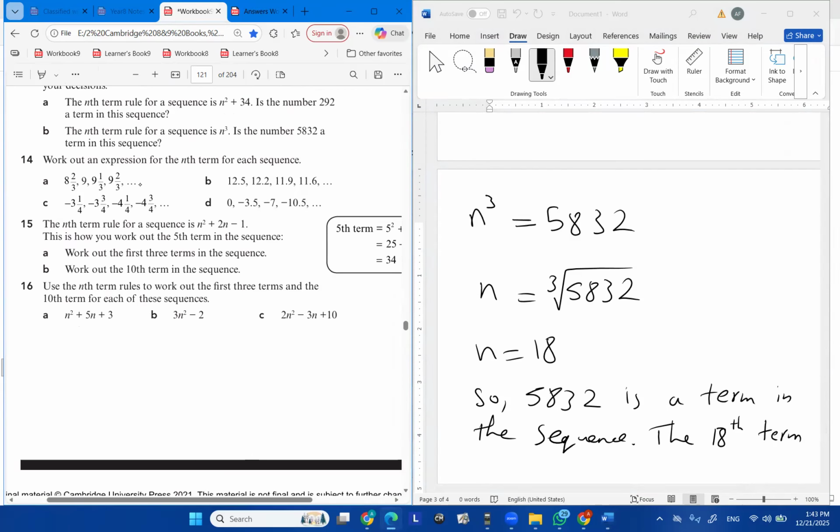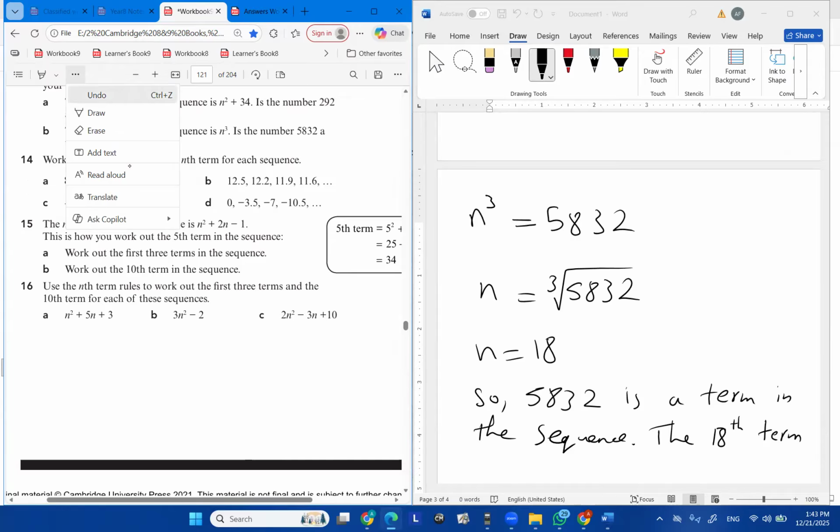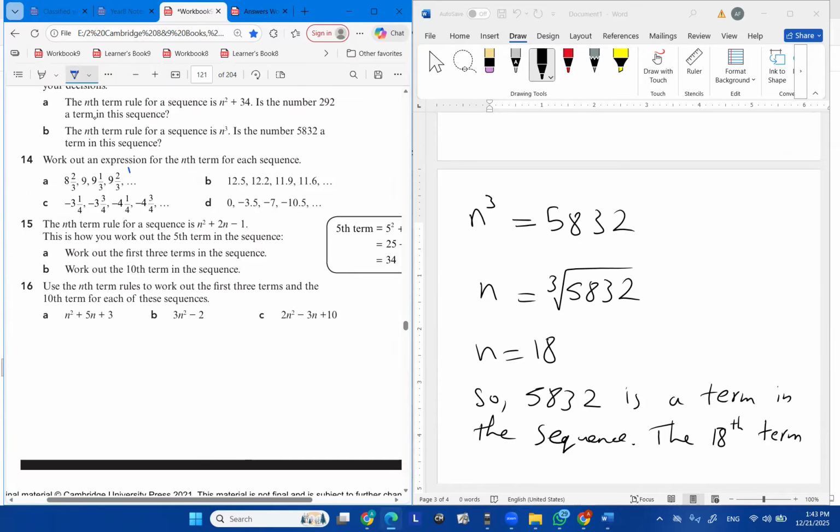Work out an expression for the nth term. All right, here what is happening? I added 1/3, then I added 1/3, then I added 1/3. Mister, it is linear, so it is 1/3 n. Okay, what do we do after that?